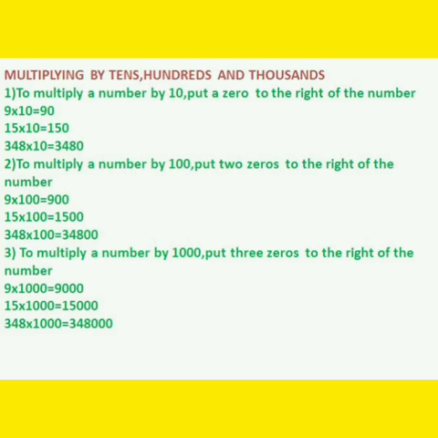Next, to multiply a number by 1000, put three zeros to the right of the number. For example, 9 into 1000 equal to 9000. 15 into 1000 equal to 15,000. 348 into 1000 equal to 3,48,000. In this way, you are multiplying a number with tens or hundreds or thousands.